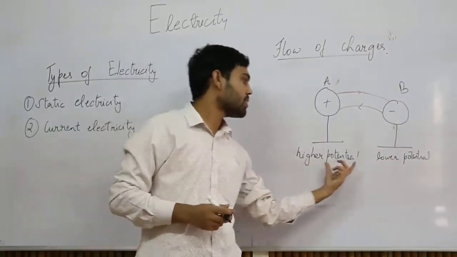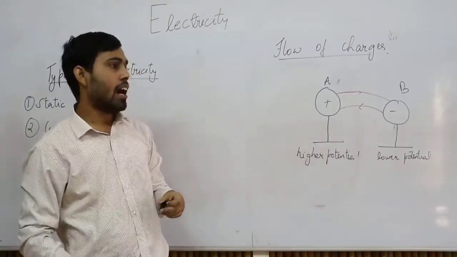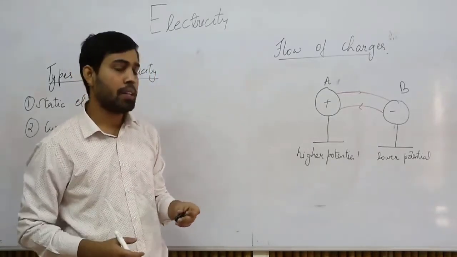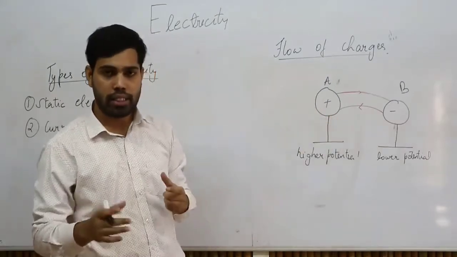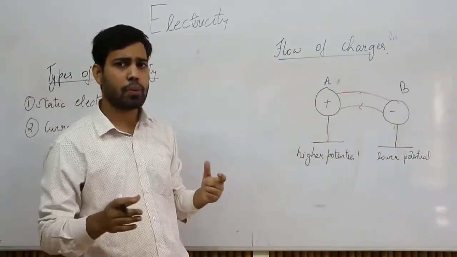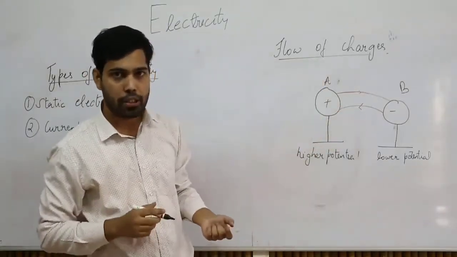And why is this happening? Because there is a difference between these two potentials. But later on, after the discovery of the structure of the atom, it was discovered that protons cannot move out of the nucleus. It is not very easy for a proton to come out of the nucleus. So hence this assumption was wrong. It was proved to be wrong.